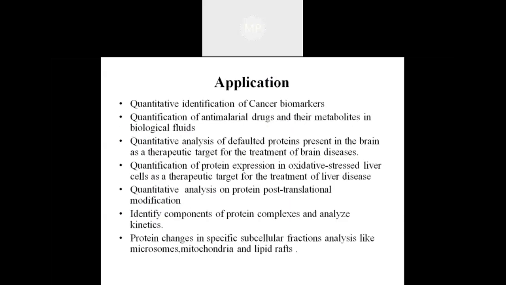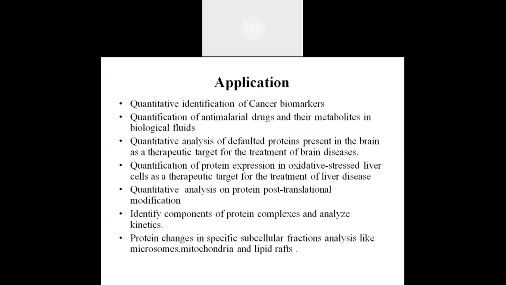These are the applications of ICAT. It is basically used to identify and quantify cancer biomarkers. It is also used to identify the components of protein complexes and analyze their kinetics. It is used to identify the protein changes in specific subcellular fractions like the microsomes, mitochondria, and the lipid raft. It is also used to analyze post-translational modifications.